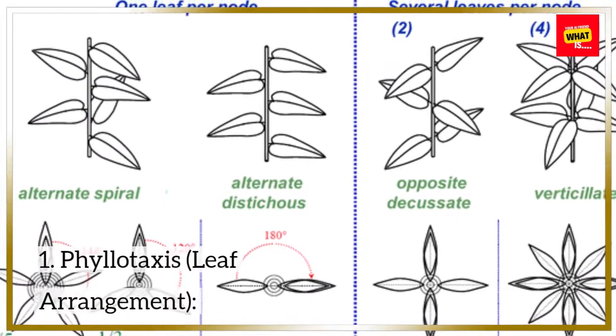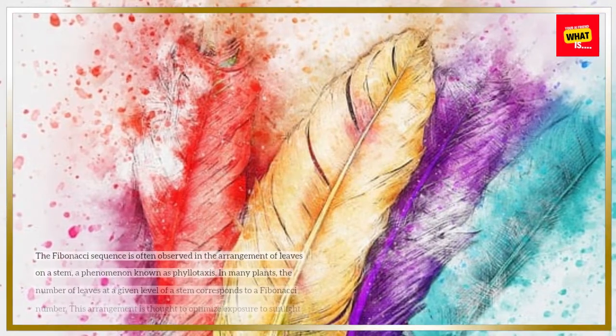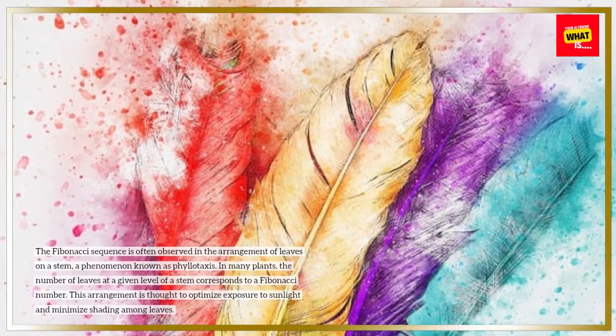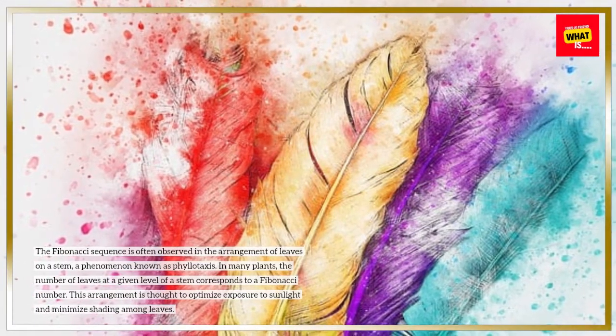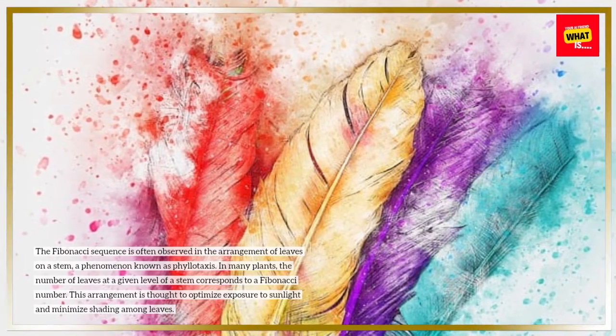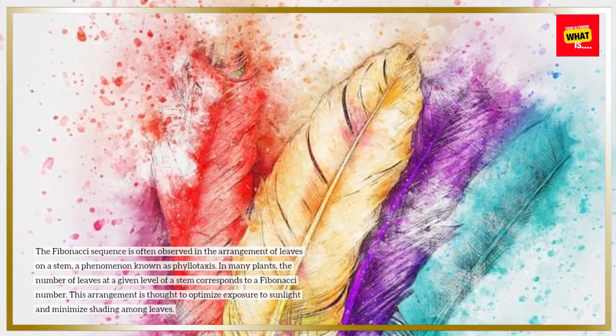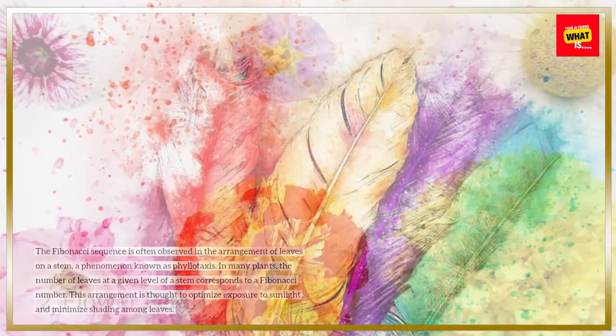1. Phyllotaxis, leaf arrangement. The Fibonacci sequence is often observed in the arrangement of leaves on a stem, a phenomenon known as phyllotaxis. In many plants, the number of leaves at a given level of a stem corresponds to a Fibonacci number. This arrangement is thought to optimize exposure to sunlight and minimize shading among leaves.